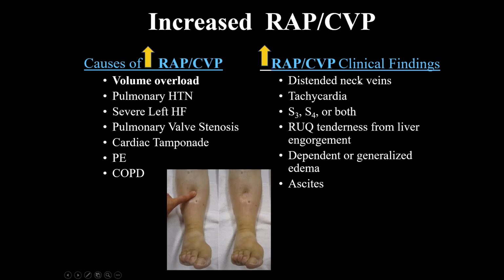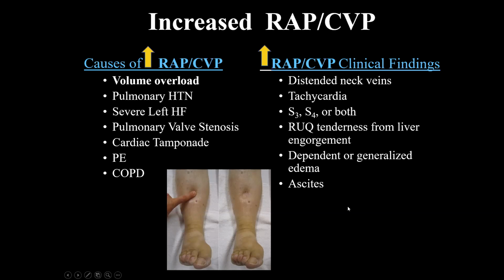All of these, you guys know this right here. This is all fluid volume excess. And you can see the pitting edema here. S3 or S4, they're going to be tachycardic. They're going to have distended neck veins at 45 and 90. They can have liver engorgement with significant fluid volume excess. And they could have dependent or generalized edema. And generalized edema, you might read anasarca.